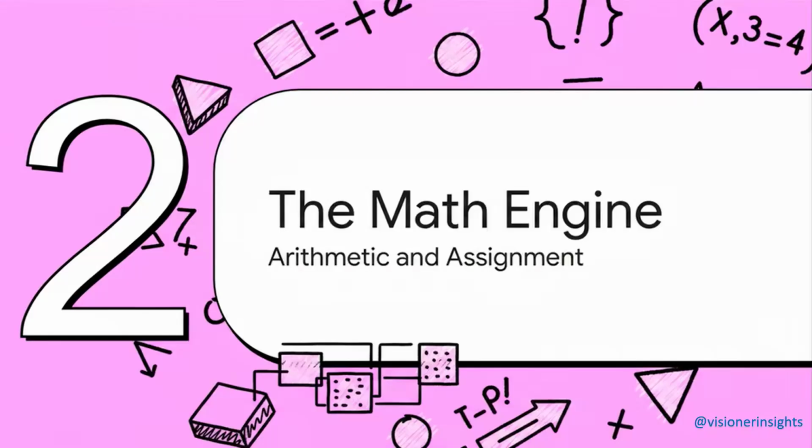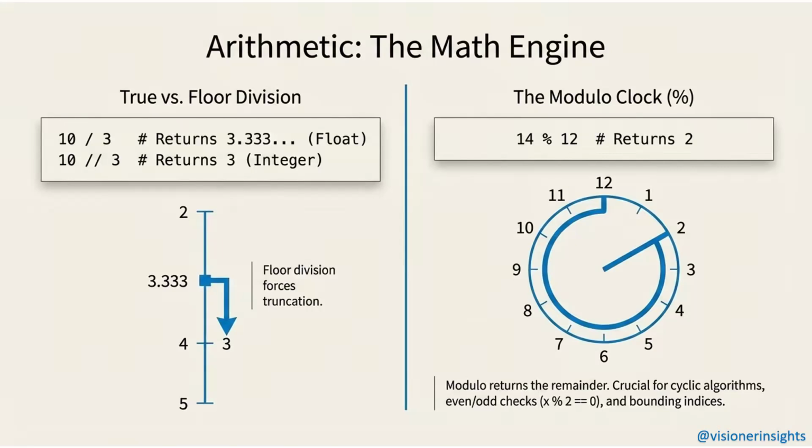All right, first up, the math engine. We're going to start with the operators that do all of Python's calculations and then store the results away in memory. So over on the left here, we see a really crucial distinction. A single slash gives you true division, which always results in a float, like 3.333. But the double slash, that's for floor division. It does the math, and then just like this arrow shows, it just chops off the decimal entirely, giving you a nice clean integer. And on the right, we've got the modulo operator, the percent sign.